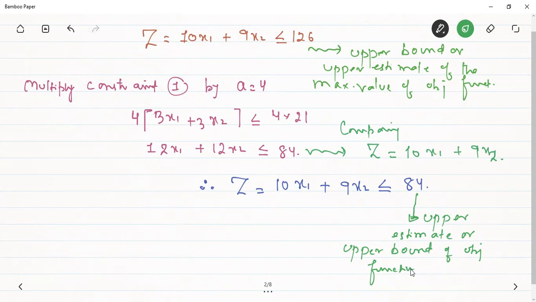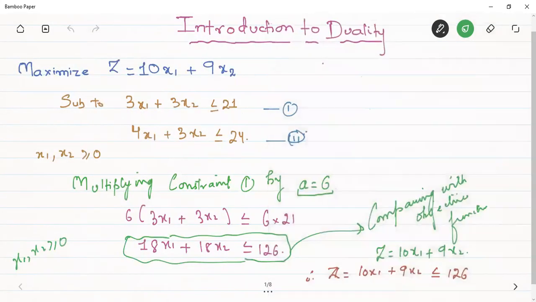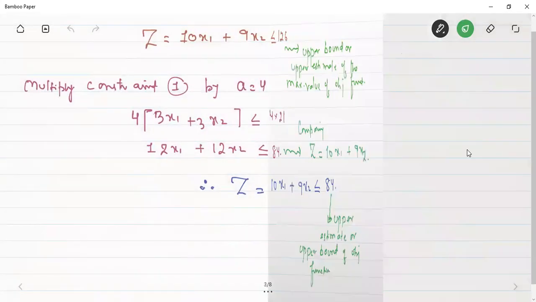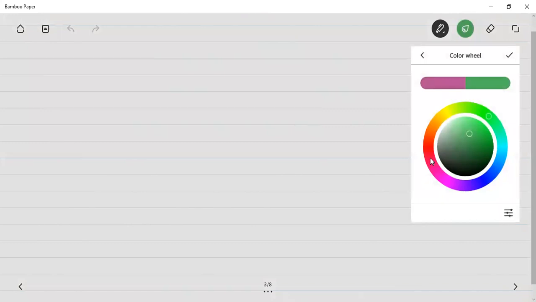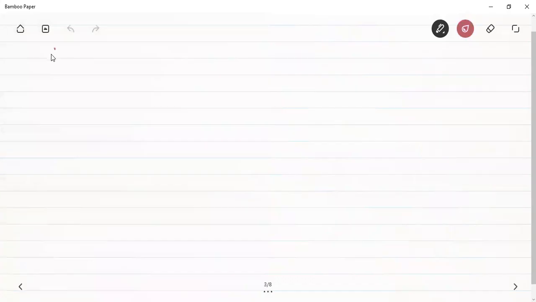So in the first step and the second step, what I have done is I have just manipulated the first constraint by multiplying it with 6 and 4 respectively. Now let me take an example of the second constraint. I can also perform some operations on the second constraint. The second constraint is 4x1 plus 3x2 less or equal to 24. Let me multiply the second constraint by 3. So let's see what we are going to get after multiplying the second constraint by 3.